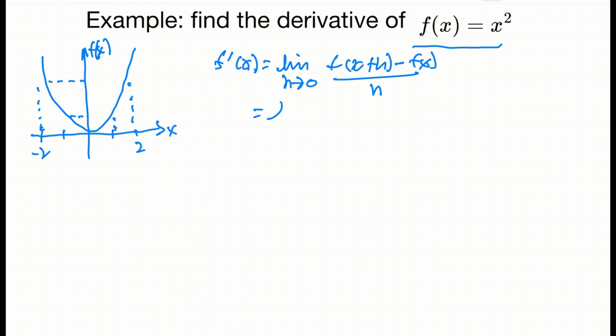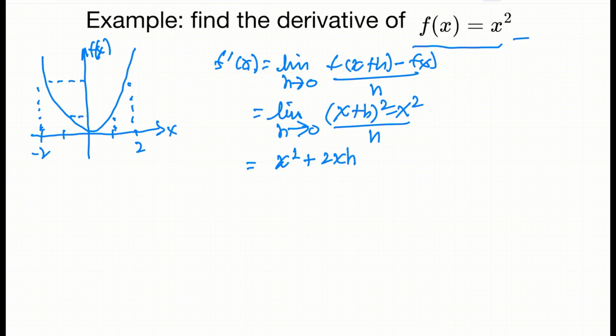which is going to be equal to the limit as h goes to 0. Now if we substitute in for f of x this x squared right here, we're going to get x plus h quantity squared minus x squared over h, which, expanding that all out, is x squared plus 2xh plus h squared minus x squared over h. I just expanded all this out.